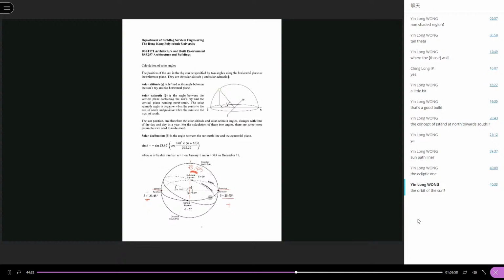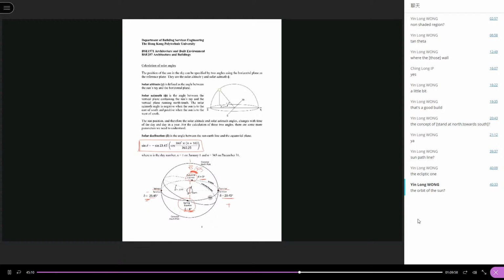And in the spring equinox and the autumn equinox, the solar declination would be 0. I want you to remember this. Actually, you may use this equation to calculate the solar declination angle, and you will come up with these values. You don't need to memorize this equation. In the test, it will be given.